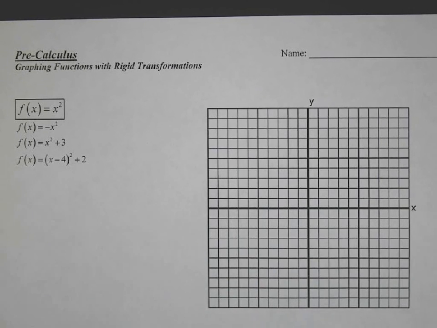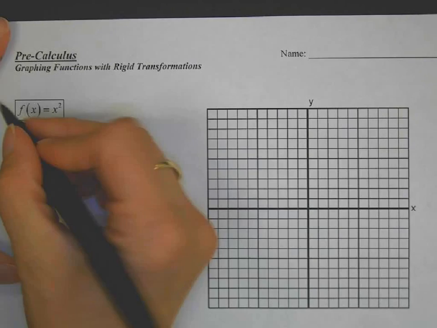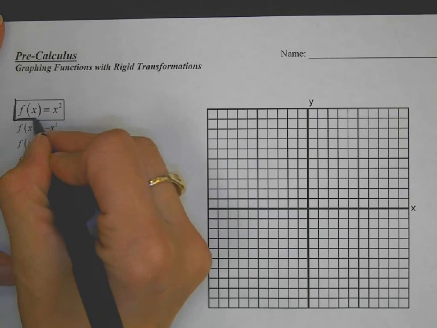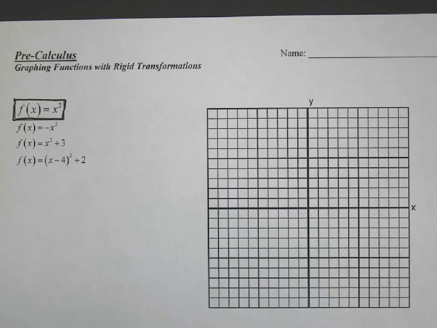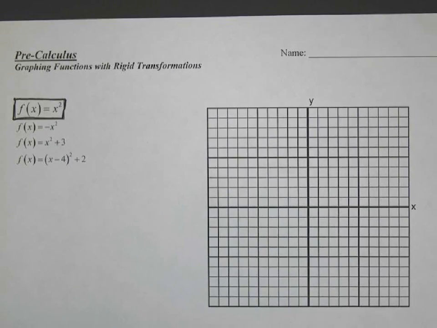Okay, class, it is time to learn how to graph point by point with some rigid transformations. I would really like for you to have a bunch of colors. So we're going to do some colorful graphs here. And the first one is going to be the basic one. So I'm going to be doing this one in black. It's the basic. We're going to study it and we're going to learn the growth pattern for a parabola.